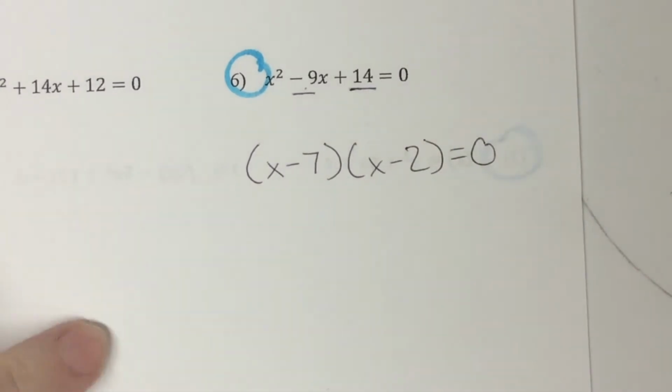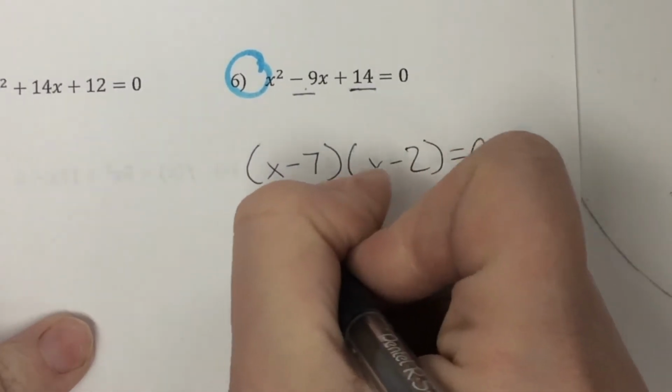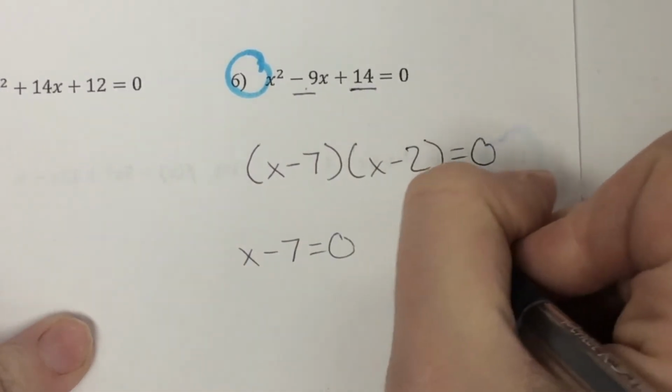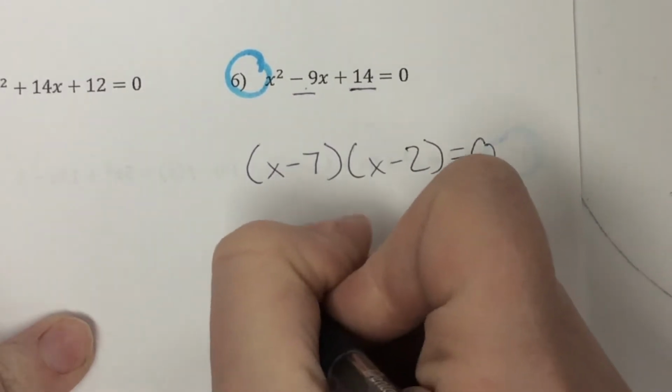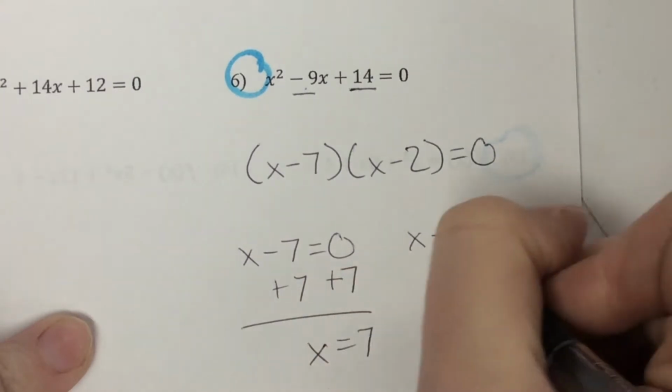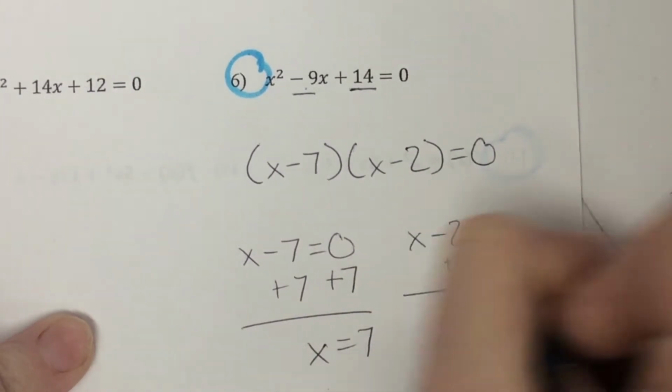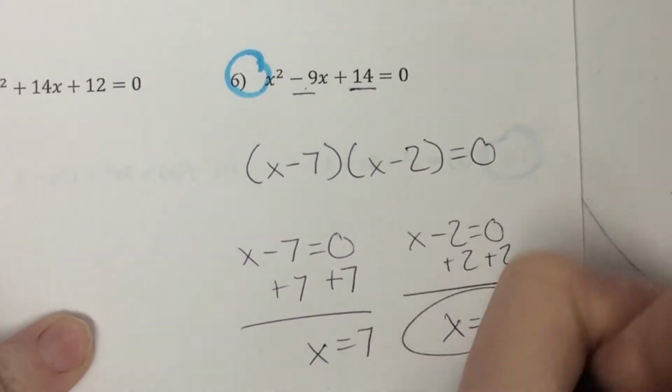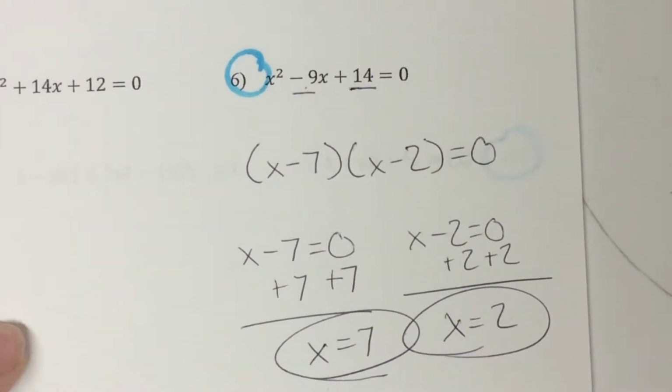Set it equal to 0 and solve them separately. X minus 7 equals 0. X minus 2 equals 0. Add the 7. X equals 7. Add the 2. X equals 2. 2 answers. All right, flipping over.